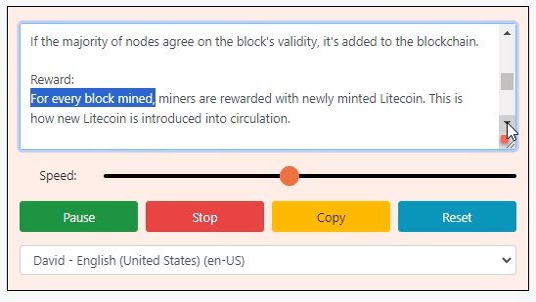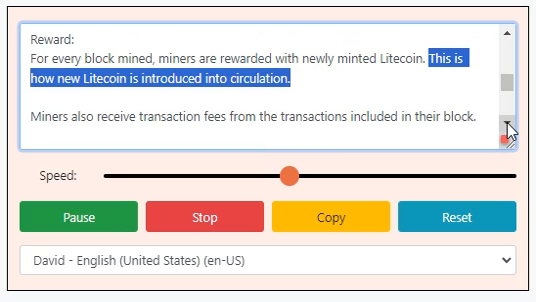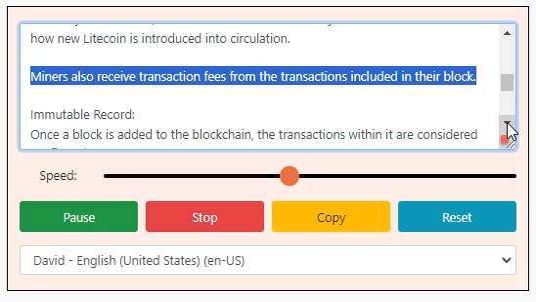Reward. For every block mined, miners are rewarded with newly minted Litecoin. This is how new Litecoin is introduced into circulation. Miners also receive transaction fees from the transactions included in their block.